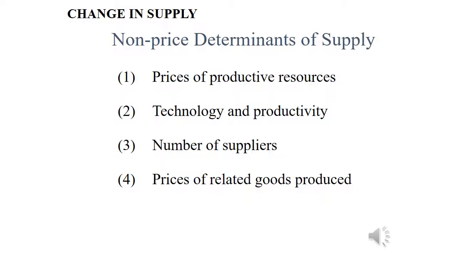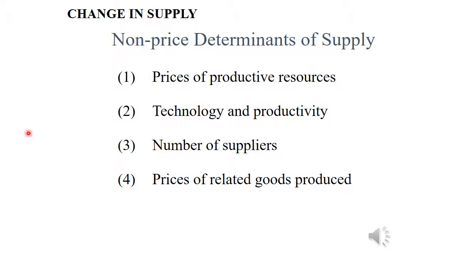We talk about this in lecture. The price of productive resources, that means the components that the producers have to buy to make or manufacture the product. Technology and productivity, which will affect how much the producer can produce at a given price. The number of suppliers entering or leaving the market, and the price of related goods produced.